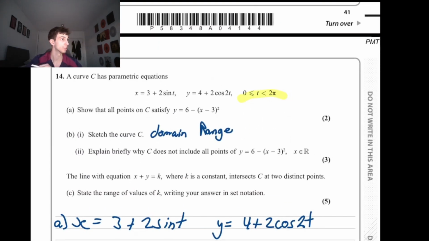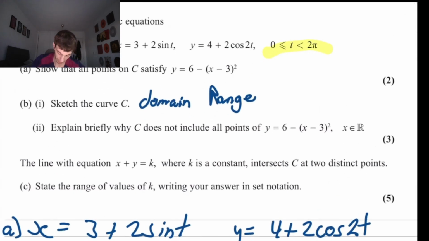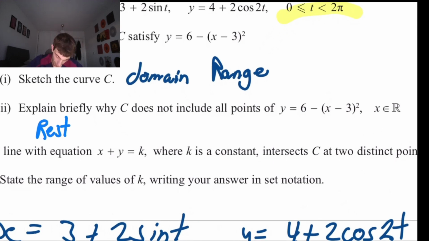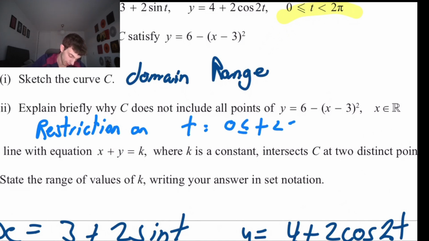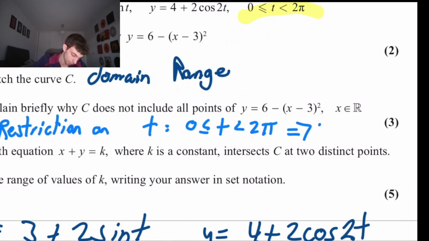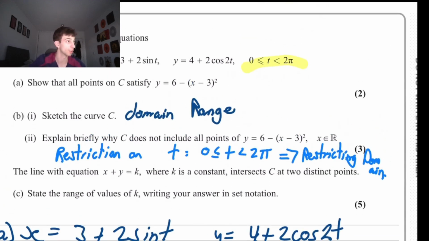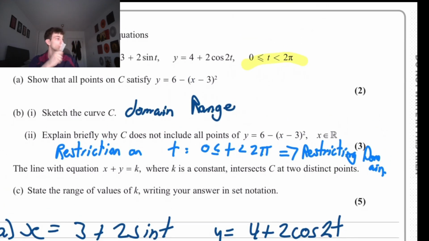Explain briefly why C does not include all points of y equals 6 minus (x minus 3) squared. I'm actually just going to write it here to save space. So we can simply say, why does it not include all points? Because we have that restriction. We have the restriction on t, that t must be larger than or equal to 0 and less than 2 pi, restricting the domain. That's the key idea. The key thing is that we have that restriction on t, given in the question. That's very, very important. So now moving on to part C.